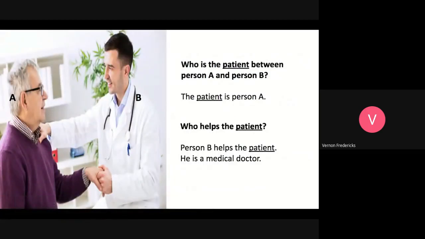Okay, the word is patient. We have A and B. So, who is the patient between persons A and B? The patient is person A. Who helps the patient? Person B helps the patient. He is a medical doctor. So, the doctor helps the patient. Students, the patient is the one who is sick. The doctor is helping the patient.